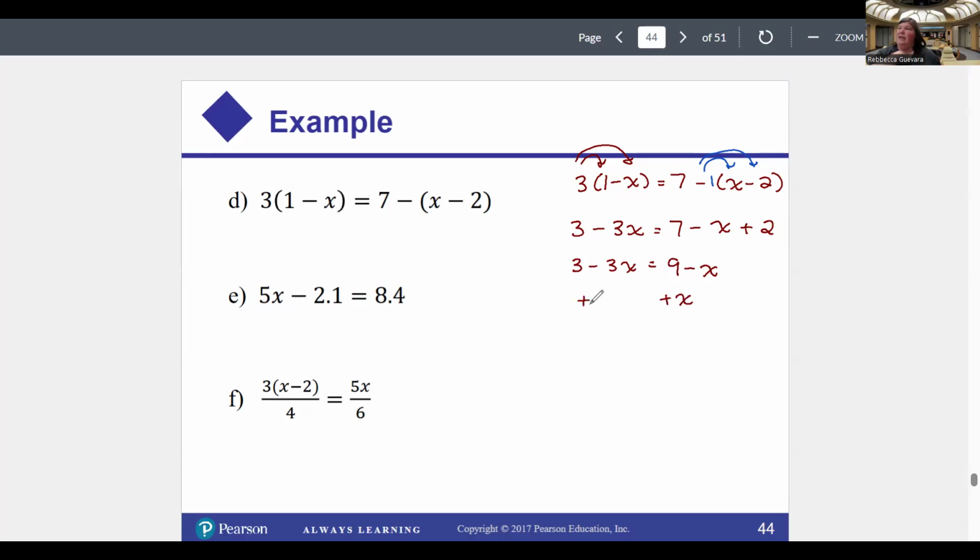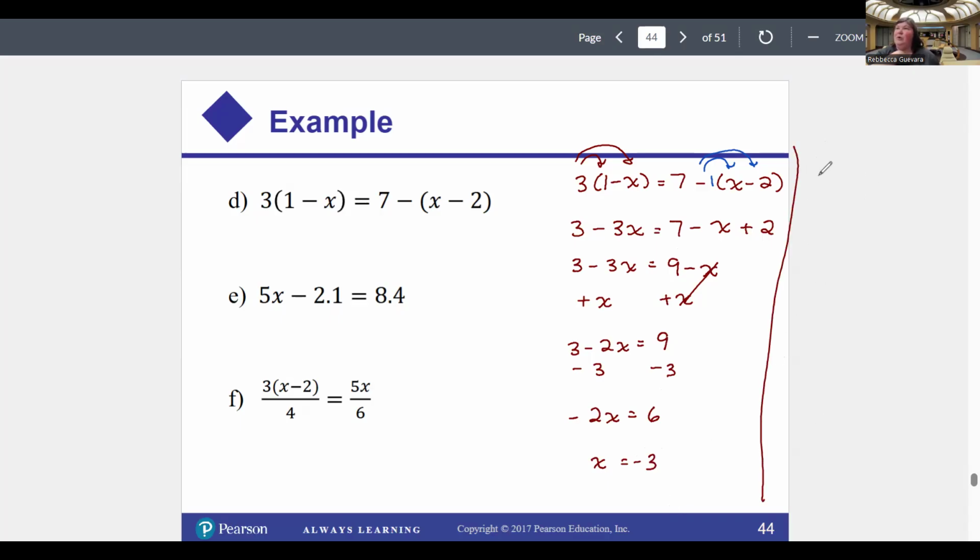So let's say we add x to both sides to get the x's together. Now I have 3 minus 3x plus x, so minus 2x. Here we're just left with 9. Subtract 3 from both sides so I can get 2x by itself. I have minus 2x is going to be equal to 6. And x should be equal to negative 3.